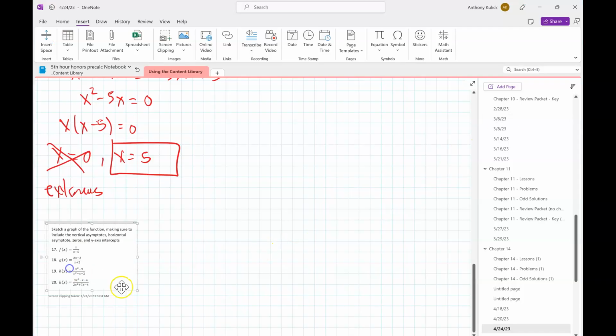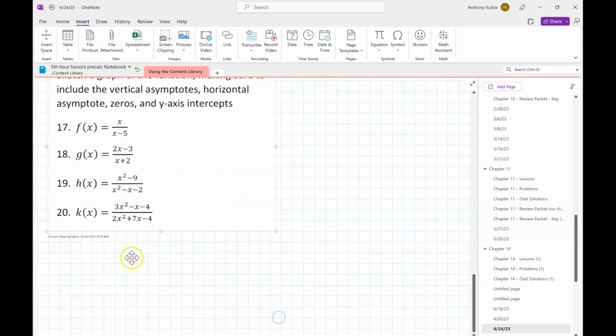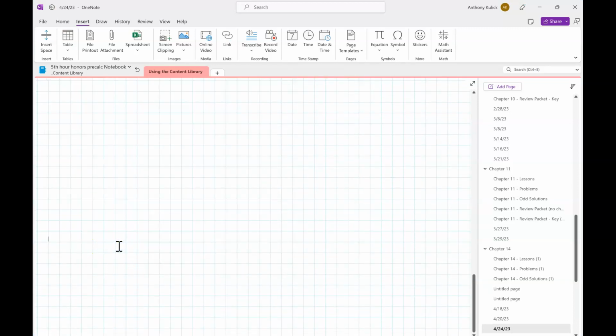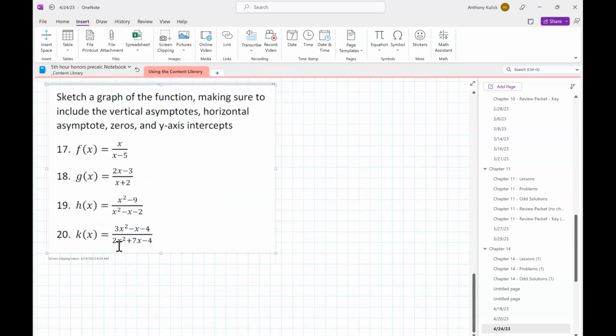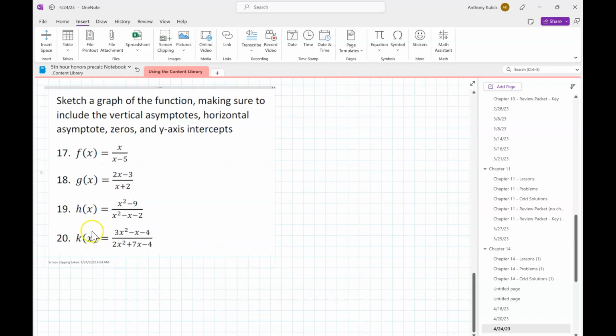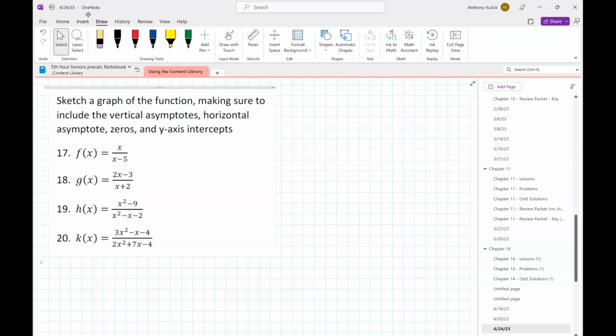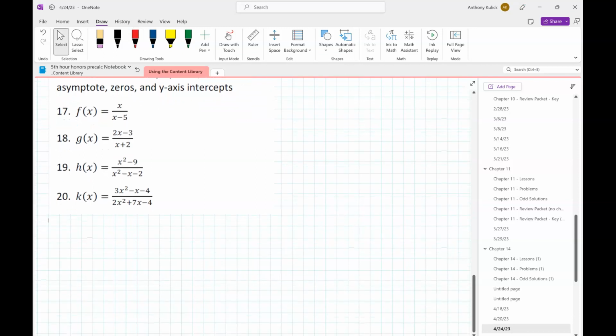Okay. So I put all this stuff in here because I wanted the directions too, because there was a lot of stuff that it asked for. All right, so it says, sketch the graph, making sure to include the vertical asymptotes, horizontal asymptotes, zeros, y-intercepts. Okay, so first thing first, I would try to factor this thing.